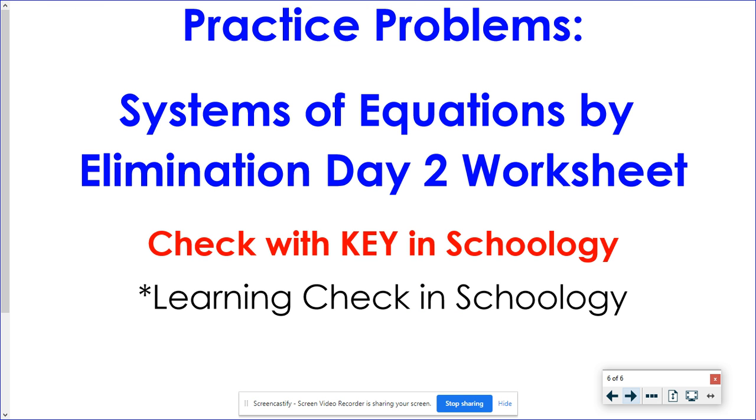So your worksheet today is solving systems of equations by elimination. It's the day 2 worksheet because we are going to have to do some multiplication. There's an answer key in Schoology. There's a learning check for you to do when you're done. Let me know if you need any help.